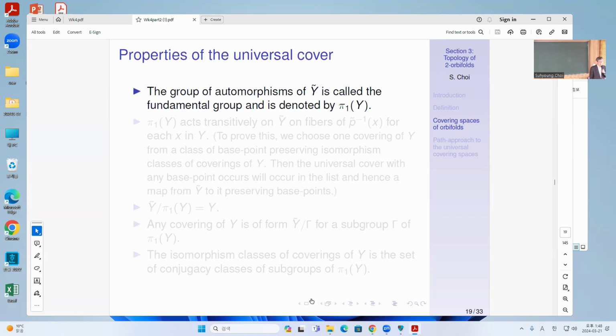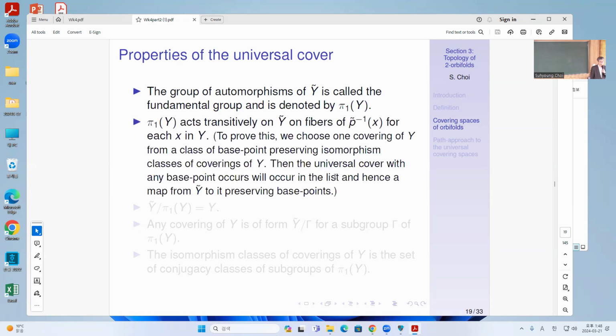So the group of automorphisms of Y tilde is called the fundamental group and is denoted by pi_1 of Y, and pi_1 Y acts transitively on the fibers, p tilde inverse of x for each x in Y. To prove that, you need to choose one covering from the class of base preserving isomorphism classes of coverings of Y, and then you will have to do the fiber product with that, and then the universal cover with any base points will occur in the list, and hence the map from Y tilde to it will preserve the base point. Okay. So that's how we'll prove this thing here.